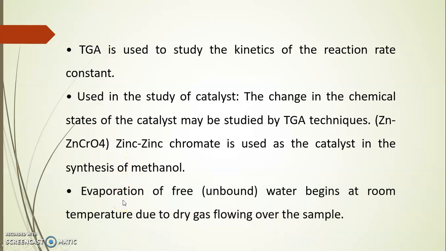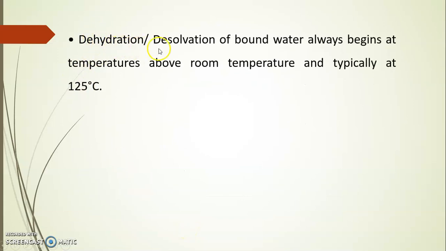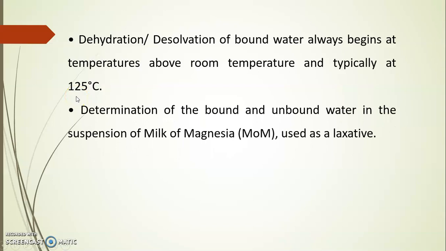The TGA method is also used for the evaporation of free water, which begins at room temperature due to dry gas flowing over the sample. Dehydration, or dissolution of bound water, always begins at a temperature above room temperature, typically at 125 degrees Celsius. So this method is used for the determination of bound and unbound water present in a compound. For example, we can determine the presence of water in a suspension of milk of magnesia, which is used as a laxative.